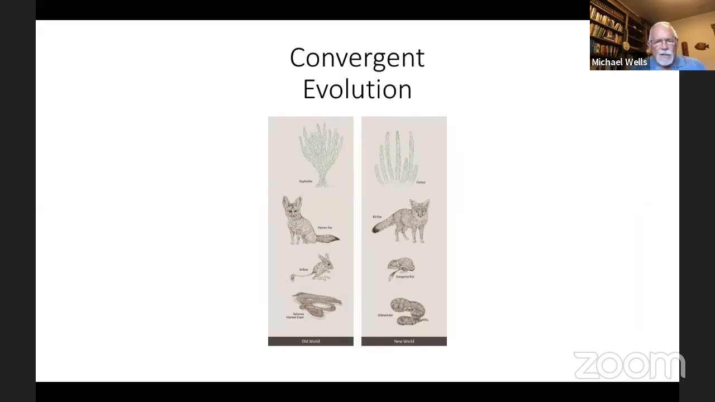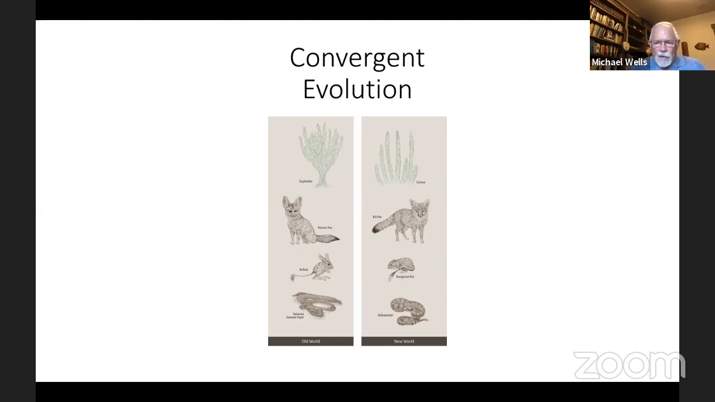And the foxes that live in deserts on 3 different continents, the fennec fox in Africa, the Corsac fox in Mongolia, and the kit fox in North America, all look very similar, though they belong to different clades within the fox genus. And also jerboas and kangaroo rats have very similar adaptations, even though they're not directly related.